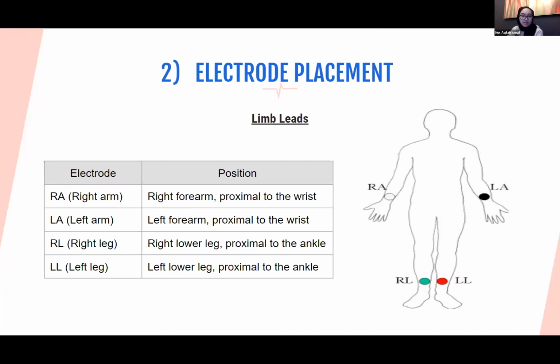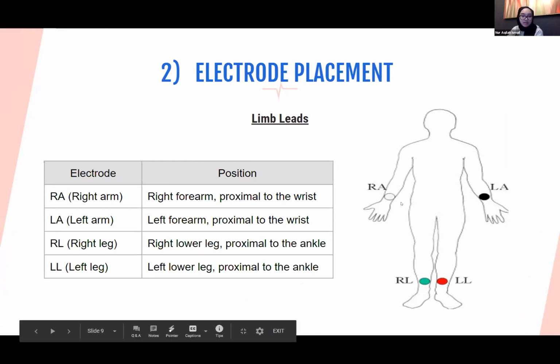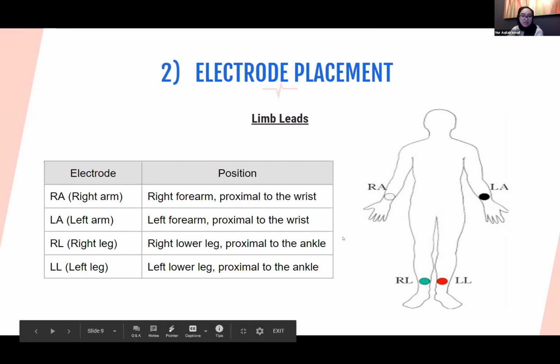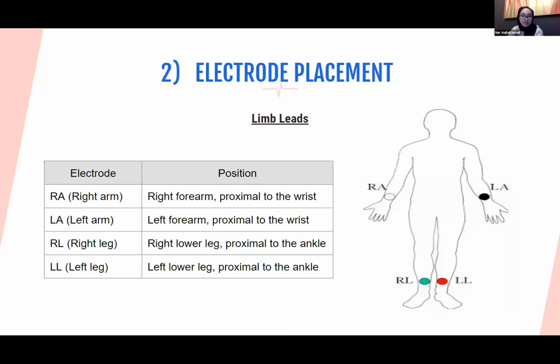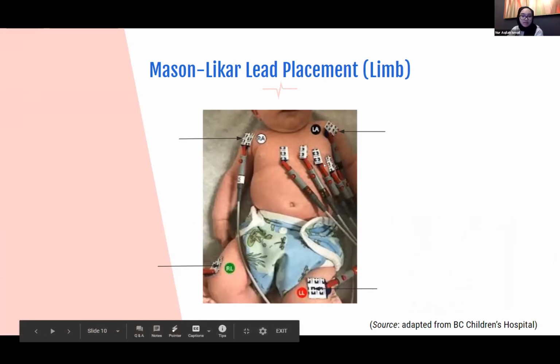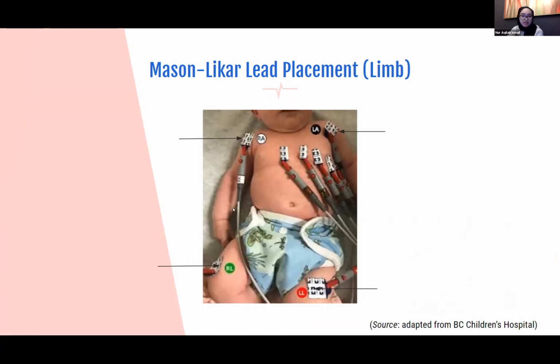We can start with the limb leads. As you can see, there are 4 electrodes: RA at the right forearm proximal to the wrist, LA at the left forearm proximal to the wrist, RL at the right lower leg proximal to the ankle, and LL at the left lower leg proximal to the ankle. So this is the common limb lead placement for both adults and pediatrics. But we do have another option, which is the Mason-Likar lead placement for the limb electrodes. As you can see in this picture, the 4 limb electrodes are placed on the limbs near the shoulders and hips. Basically, this method can be used to reduce the muscle movement artifact in order to get a more accurate ECG reading.